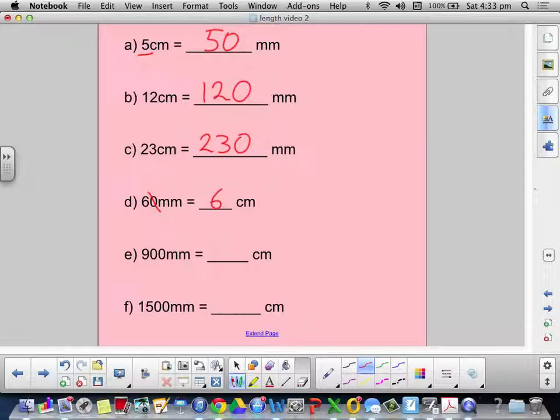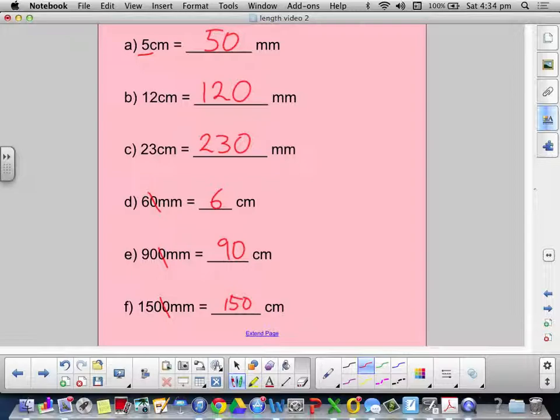Hopefully you've paused me, you've had a go at E and F. Let's have a look at the answers. E, we'll take off the 0 there because we're dividing by 10, going from millimetres to centimetres, so the answer is 90. And F, 1,500 millimetres is 150 centimetres.